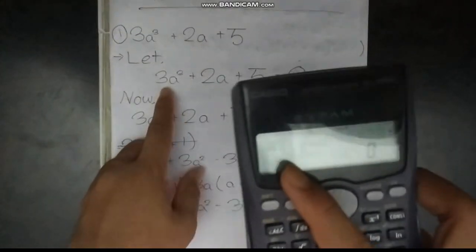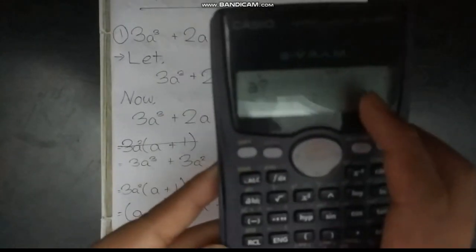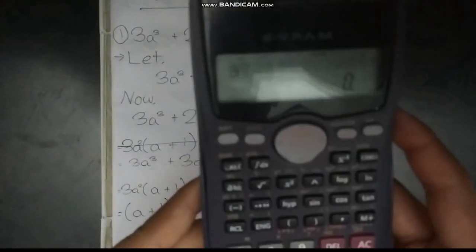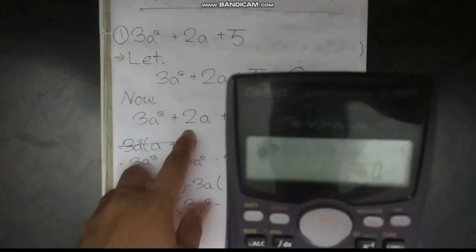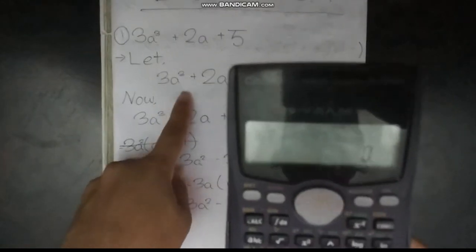Now it's given a, right? A means the first term. The coefficient of the first term is 3. So we write 3 here and press the equals to sign. Then b. B means the coefficient of the power, which is a square.